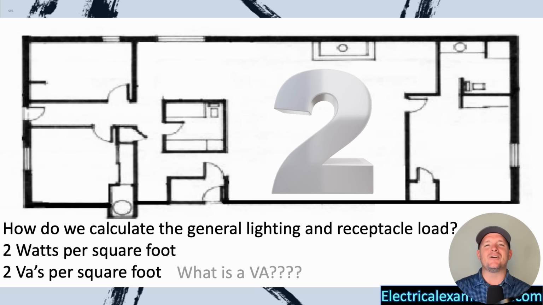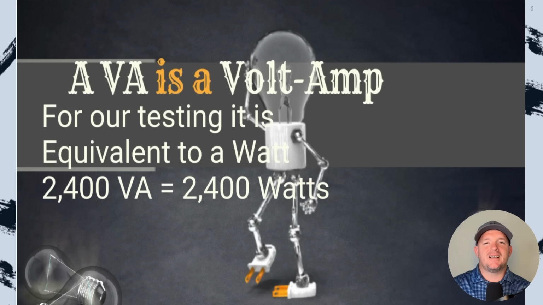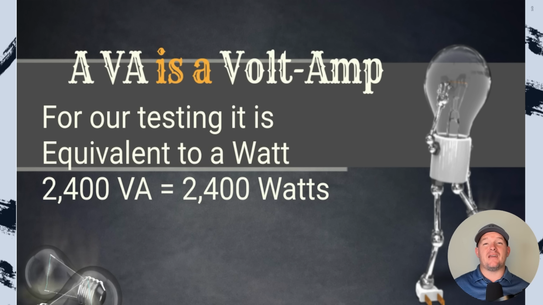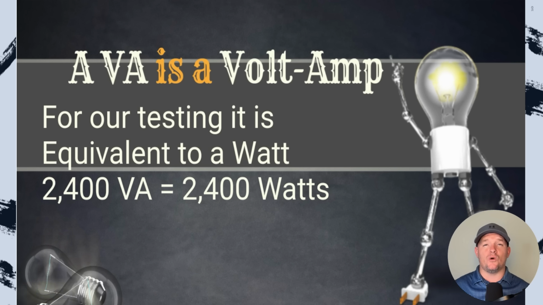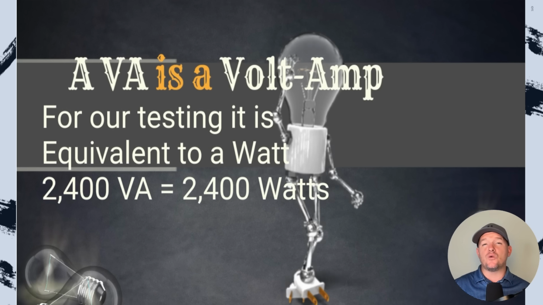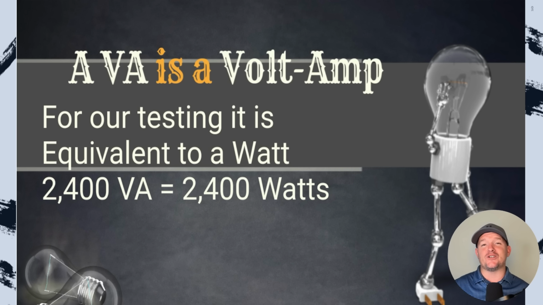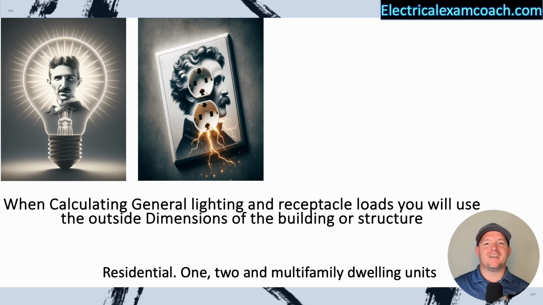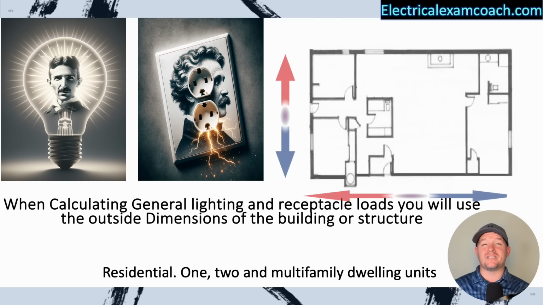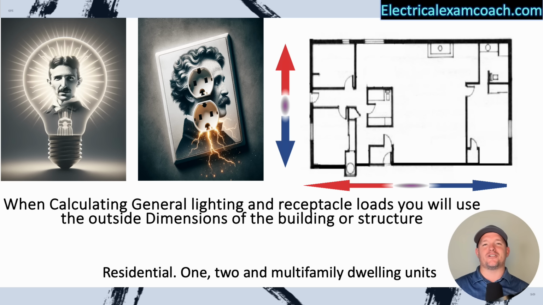But the question is, what is a VA? A VA is a volt-amp, and for our testing, it's equivalent to a watt. So it's true to say that 2400 VAs is equivalent to 2400 watts. When calculating our general lighting and receptacle loads, we will use the outside dimensions of the building or structure.